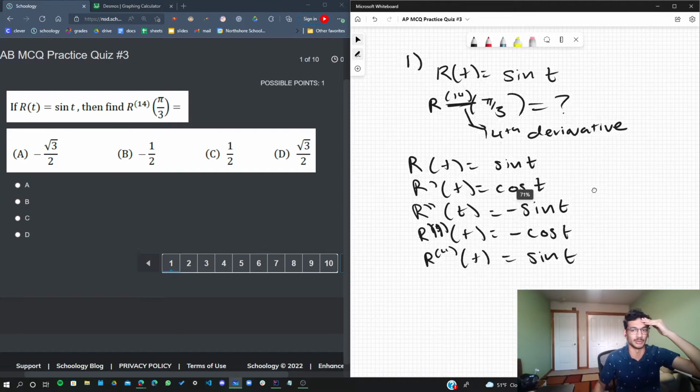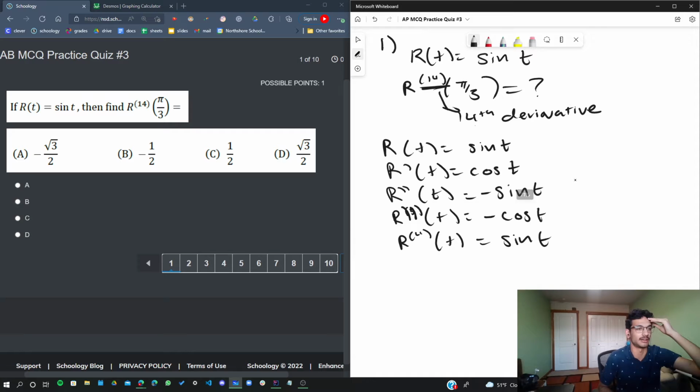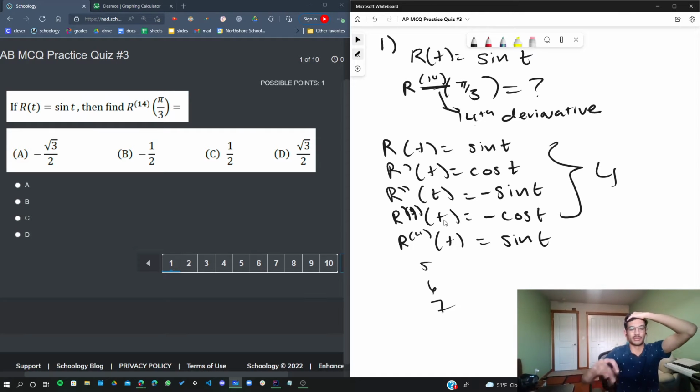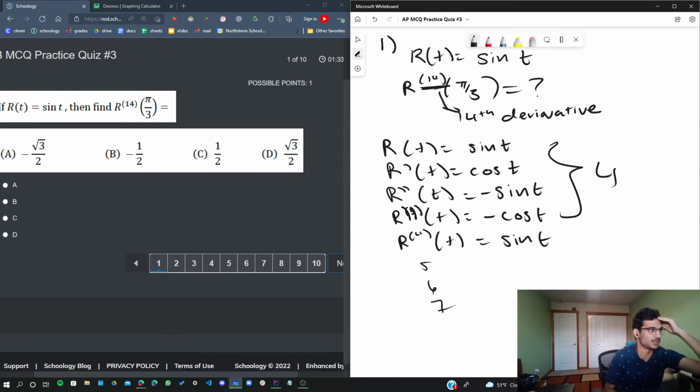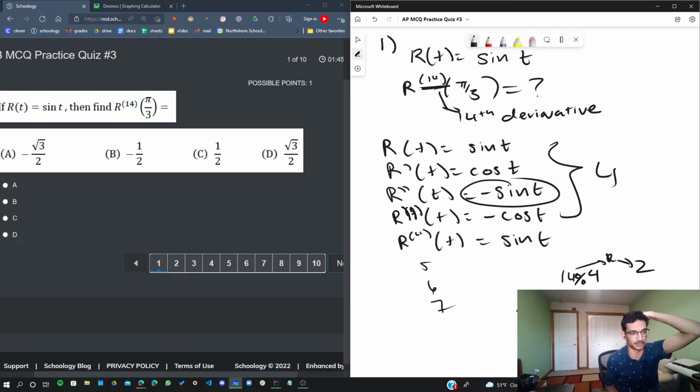So you're going to go sine, cosine, negative sine, negative cosine, then it's going to repeat every 4. So from 4, 5, 6, and 7, it's the same pattern. So for 14, 14 divided by 4 gives a remainder, 14 mod 4, and the remainder is 2. So it's going to be the same as the second derivative, which is negative sine.